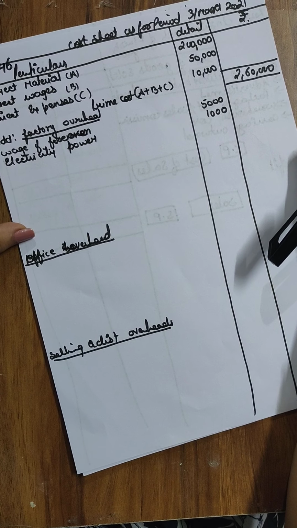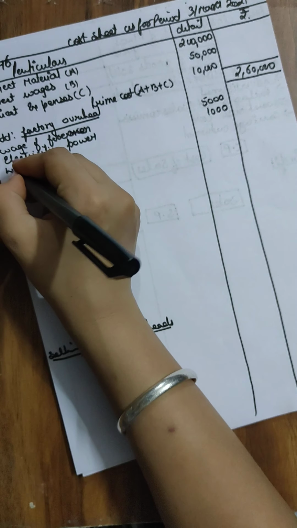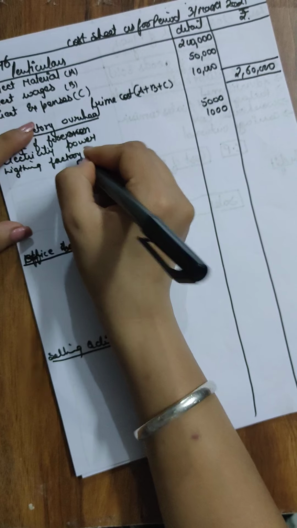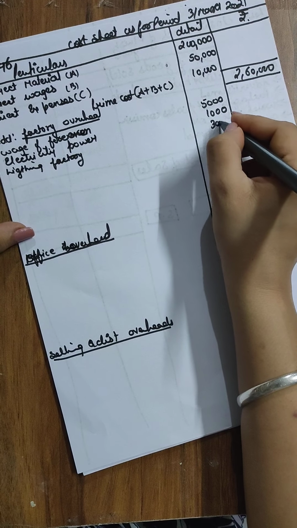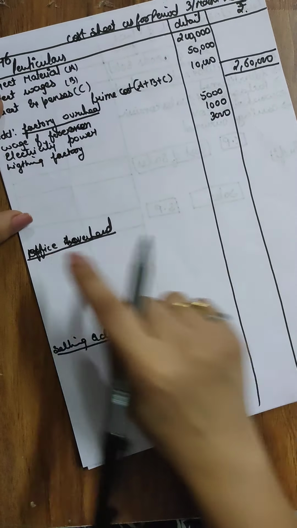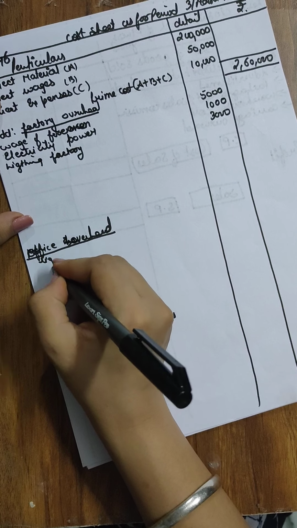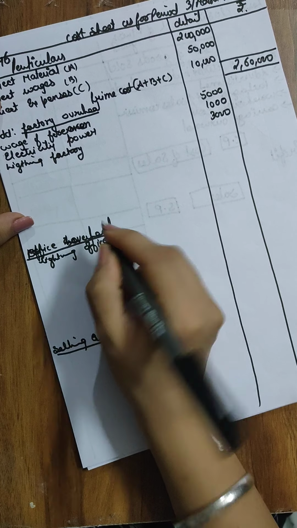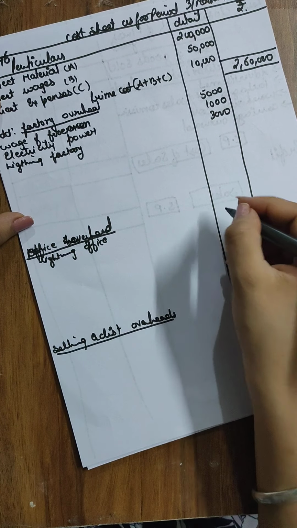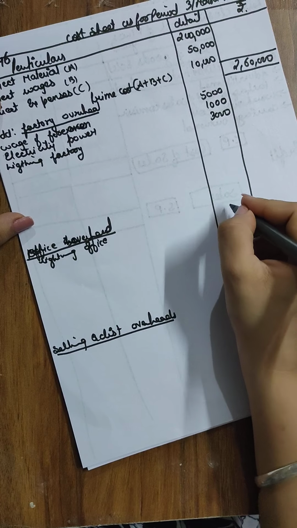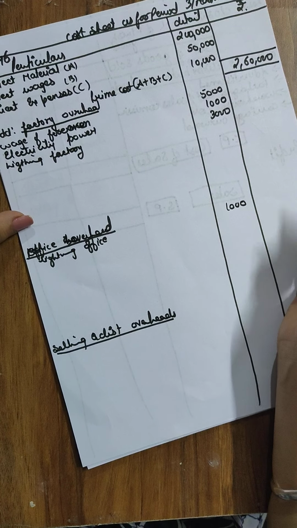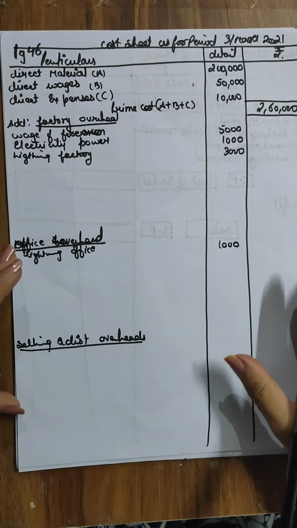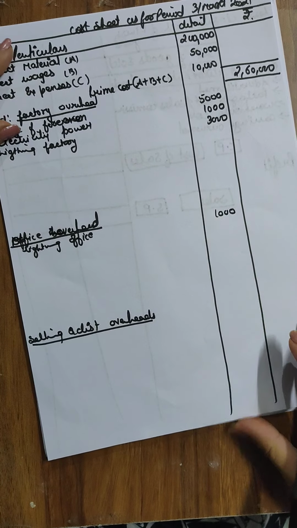Next thing which is given to me, lighting. In the two options, one is factory, one is for the office. So lighting of factory will go under the factory overheads. It's amounting to 3000. And the lighting which is related to office will go under the office and administrative overheads, which is 1000. So what you just have to do is classify the different expenses related to this so that you can prepare your cost sheet.